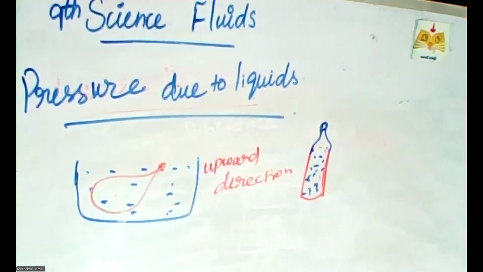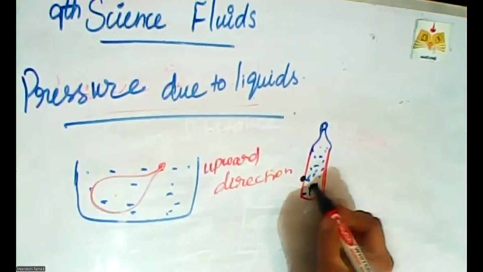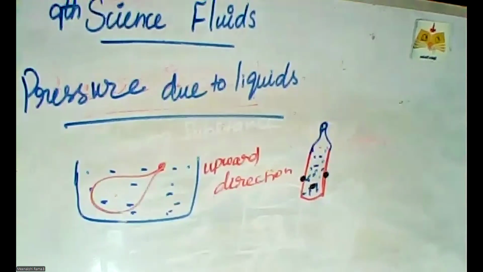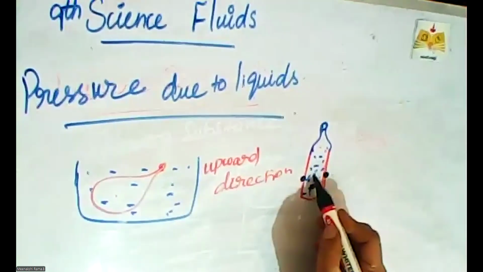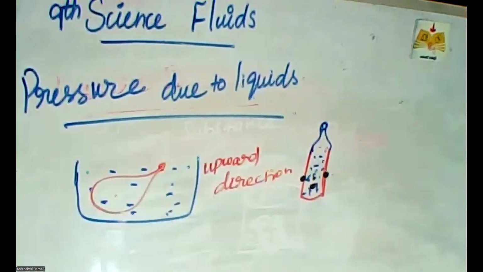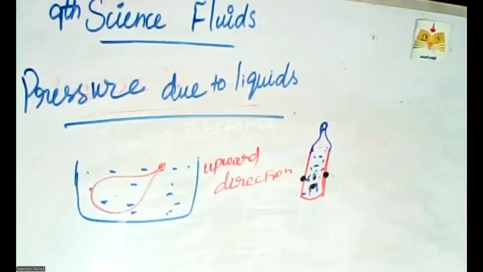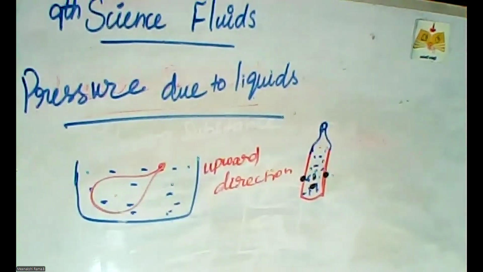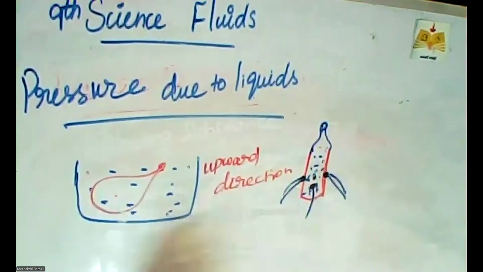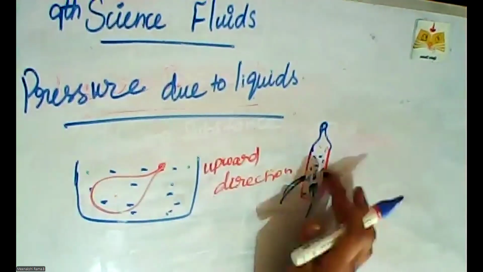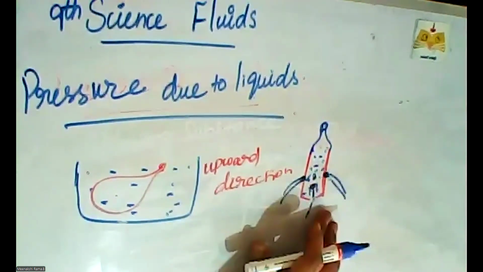I want to put some holes in the bottom part of the bottle. Here, I want to create three holes in the same area in the bottom part. So when I open the holes, what will happen? The water will come out with the same force in all places, because the holes are in the same area. So there is no difference in the pressure.